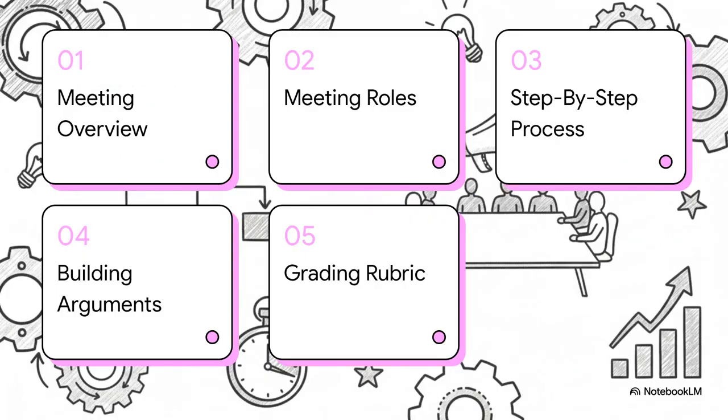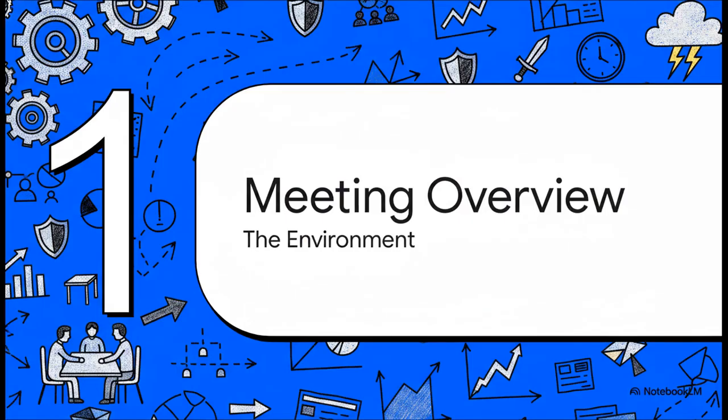Here's our roadmap for today. First, the strategic meeting overview. Then meeting roles, the step-by-step process, building arguments, and finally, the grading rubric. Let's jump right in. Section 1, the strategic meeting overview.